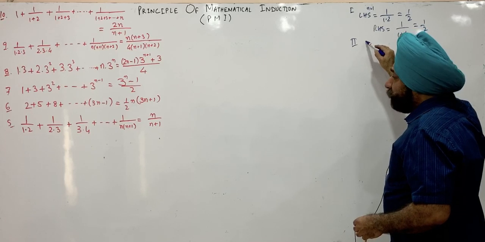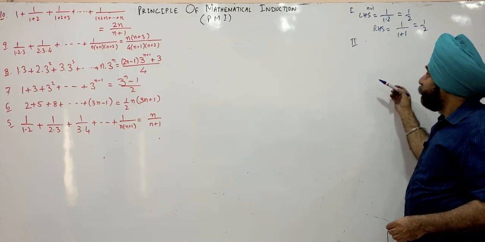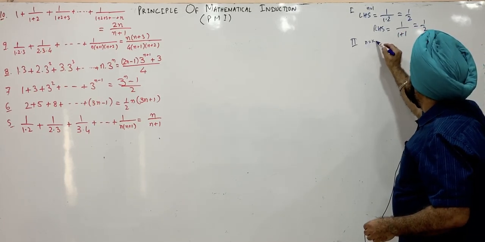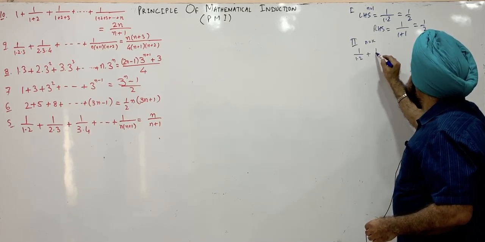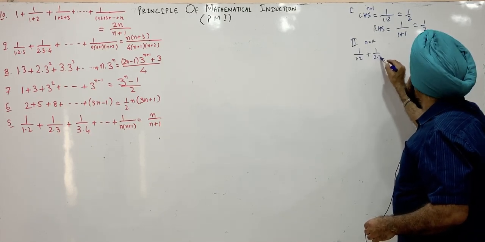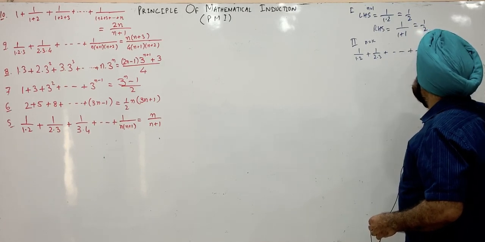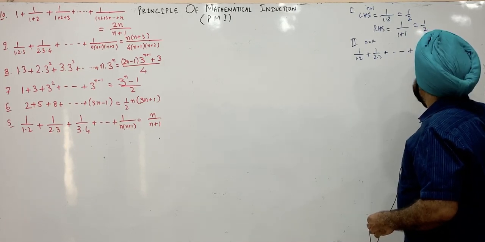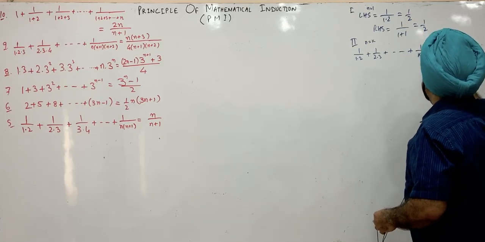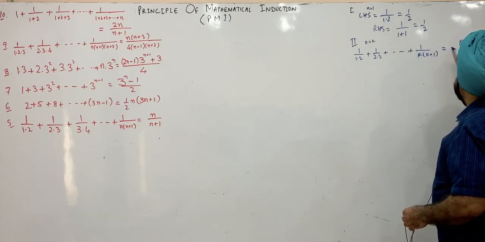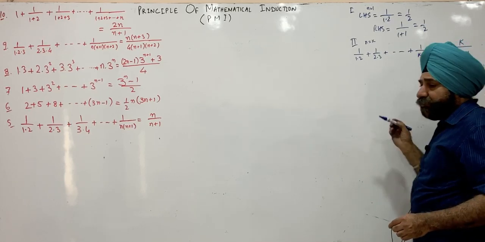Second step, we assume the result to be true for n is equal to k, that is we assume 1 upon 1 into 2 plus 1 upon 2 into 3 and so on 1 upon k into k plus 1, and this is k upon k plus 1. We assume this.